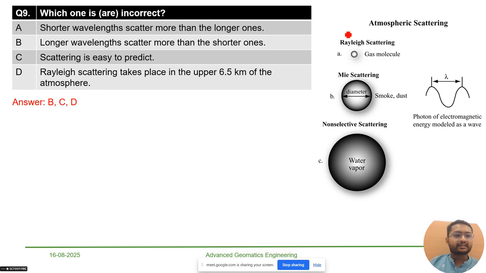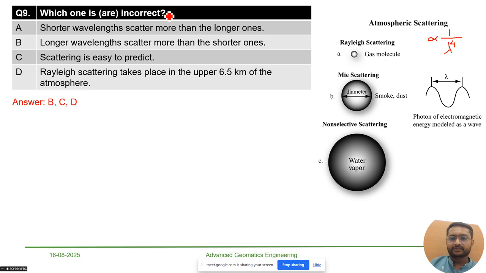And this scattering is proportional to 1 over lambda to the power 4. So the lesser the wavelength, the more the scattering; the higher the wavelength, the lesser the scattering. So scattering is proportional to this term.